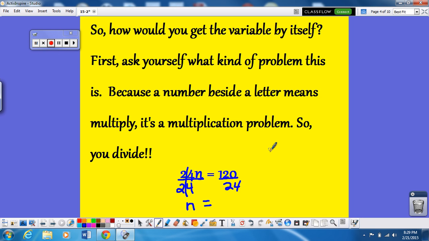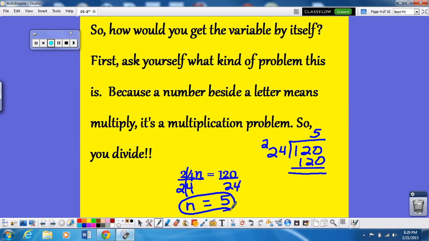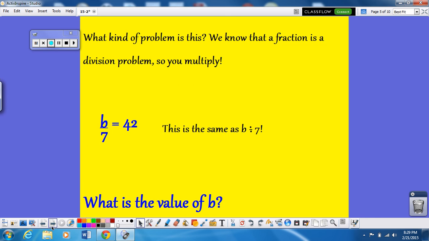Now, 24 into 120, we need to work this one out, and that would be 5 times, let's see if that's right, 5 times 4 is 20, 5 times 2 is 10 plus 2 is 12, yes. So we know 120 divided by 24 is 5, so our variable n equals 5. Simple as that. Okay, let's try a few more.